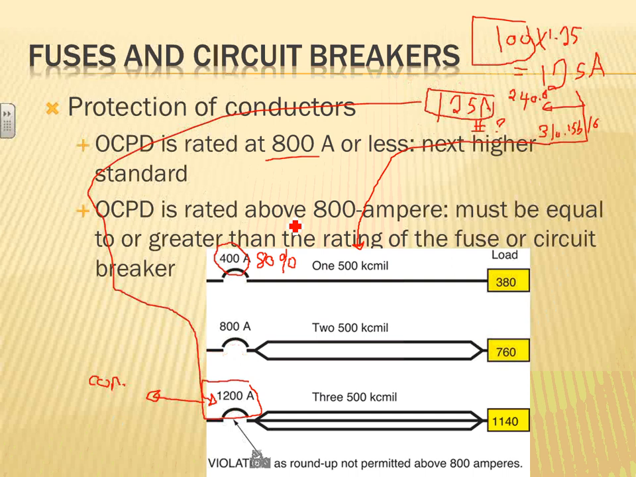the next standard up. The next standard up. So 380, what's the next standard up from 380? 400. 400. The breaker. The next standard up. You can't go for 450 or 500 now. But that's only up to 800. After 800, you start to match your cables to your overcurrent detection device.